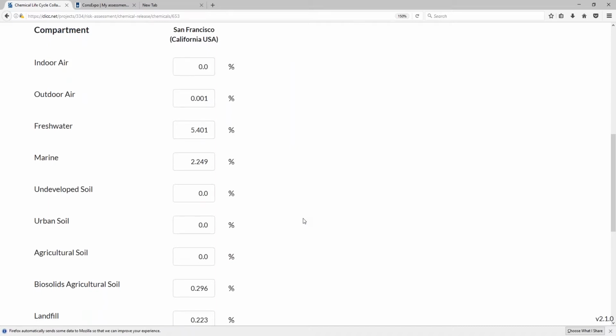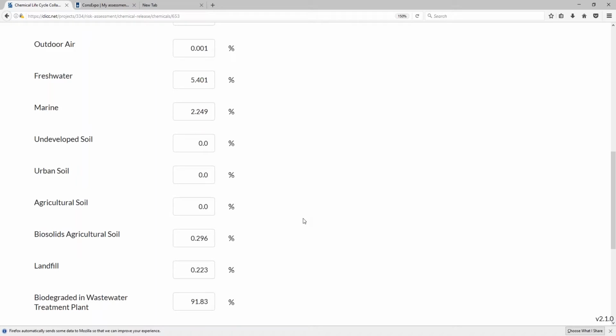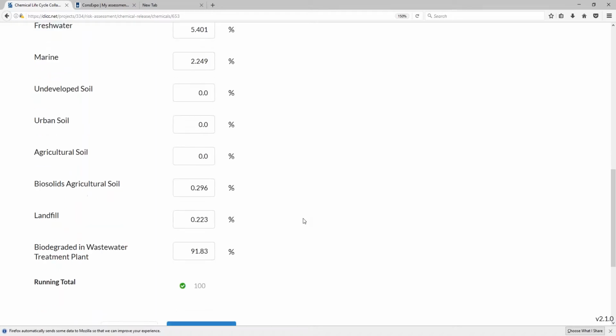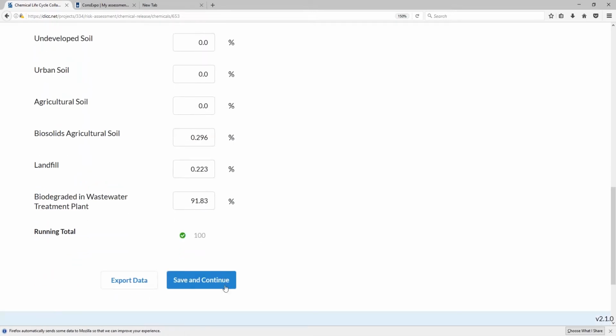Marine environments, none or almost none. To soils, only to soils that receive biosolids. A small fraction goes to landfill, and most of this compound will actually be biodegraded in the wastewater treatment plant. And it has to add up to 100. So if you have better information, or if you want to see what if it doesn't really get biodegraded and I want to put it more into some of these other ones, you could make changes, but you have to make sure that it adds up to 100 because we need to have a complete mass balance. So it wants to know, if you take it from here, where are you putting it elsewhere?